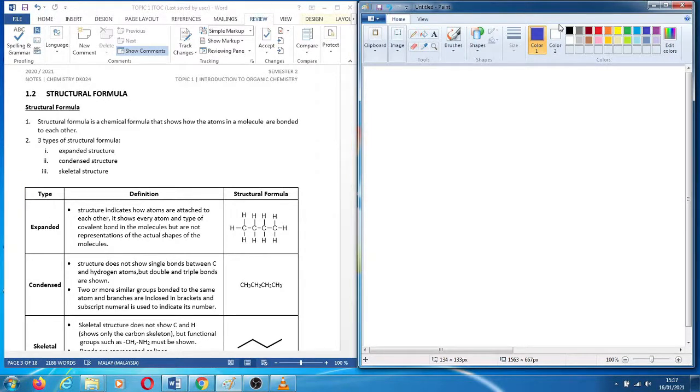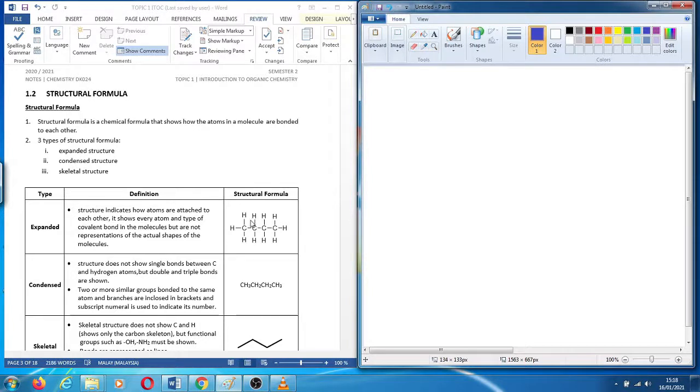Well, coming back to my class, we continue the topic of 1.2 about structural formula. What is a structural formula? A structural formula is a chemical formula that shows how the atoms in a molecule are bonded to each other. It shows how all of the atoms in a molecule are bonded to each other.